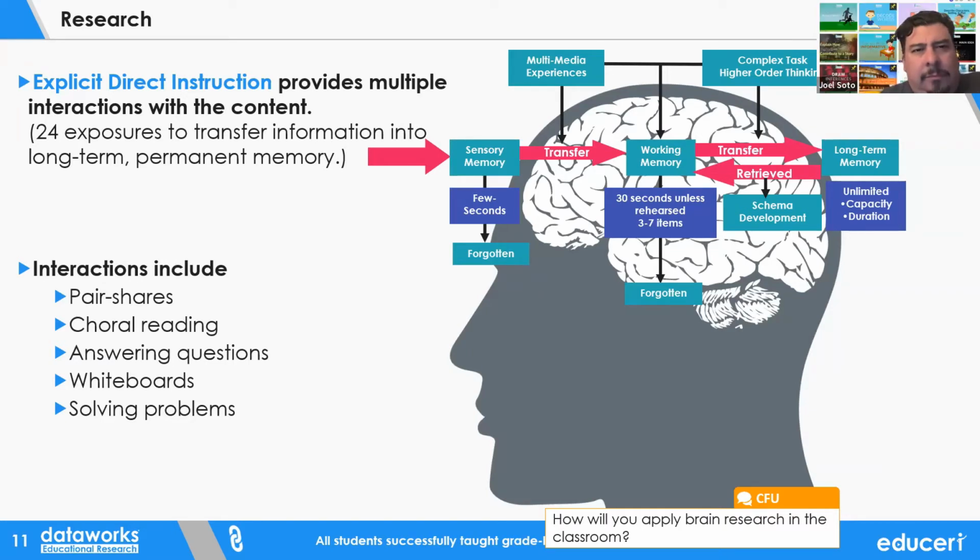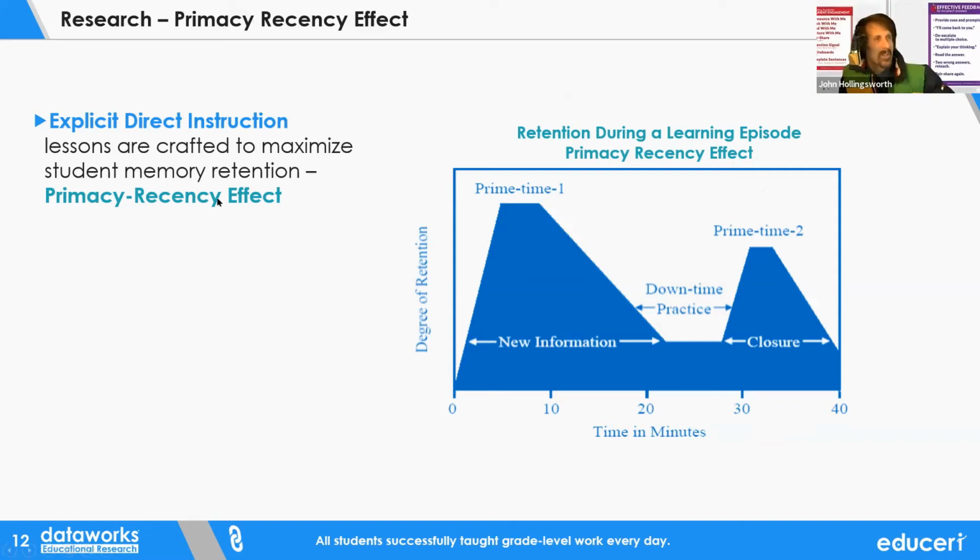Primacy recency effect. Okay, this is some brain research. If you have a 40-minute lesson, the students tend to, prime time one is the beginning of the lesson. They tend to remember the first things you said at the beginning of the class. It kind of clicks early on. And they tend to remember what they heard at the end. And there's some kind of downtime in the middle. So there's a couple of applications of this.